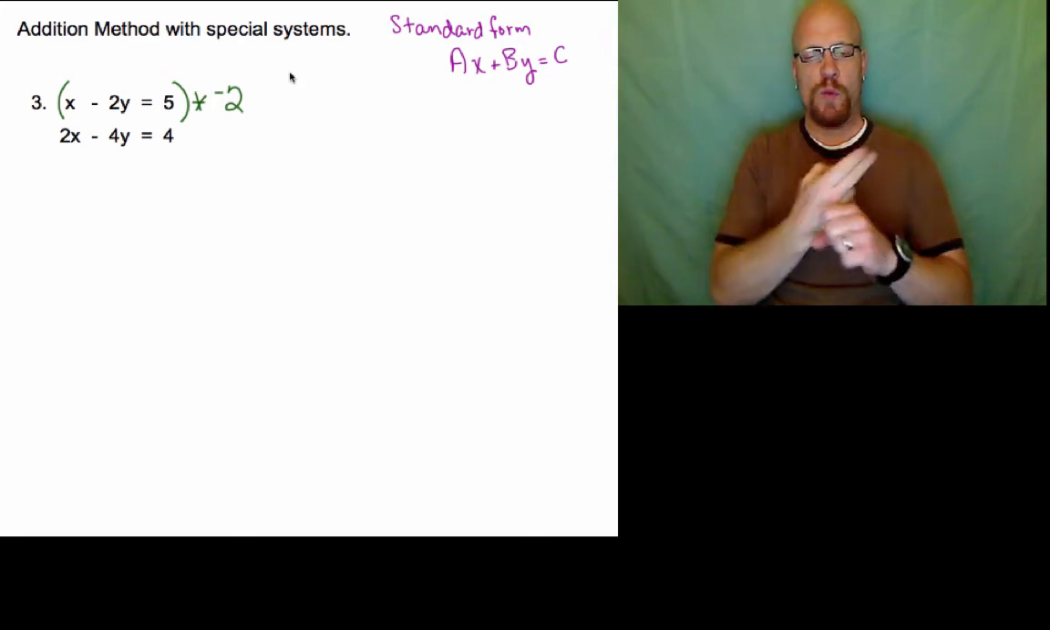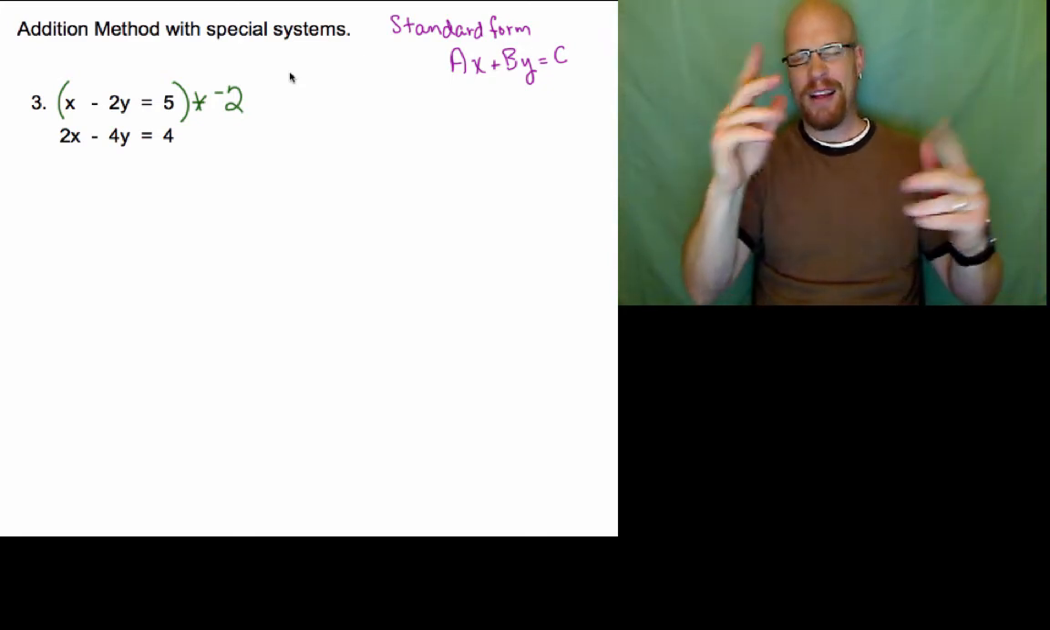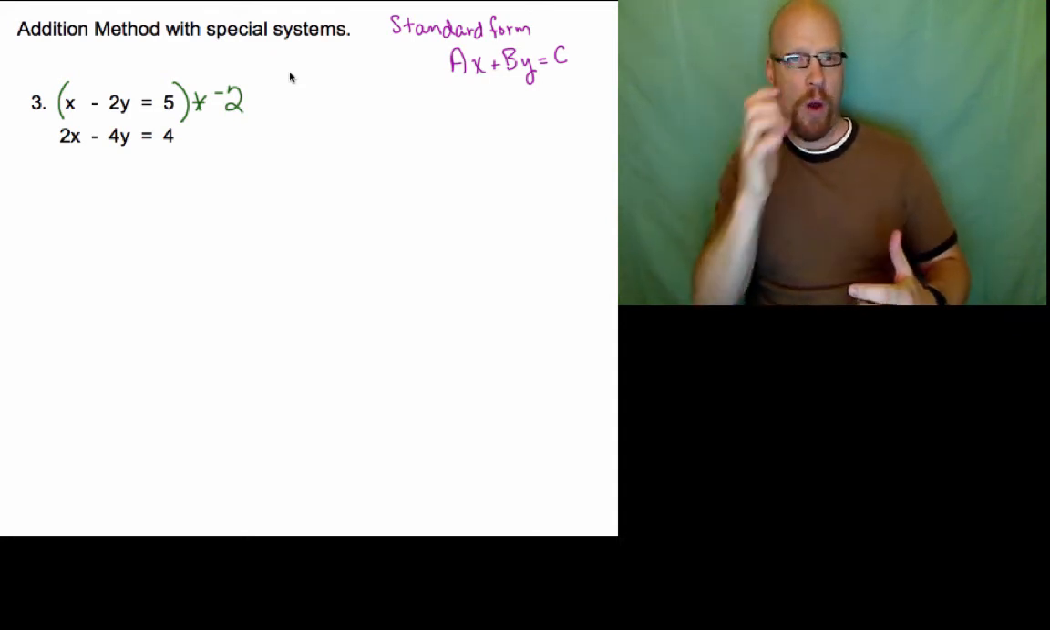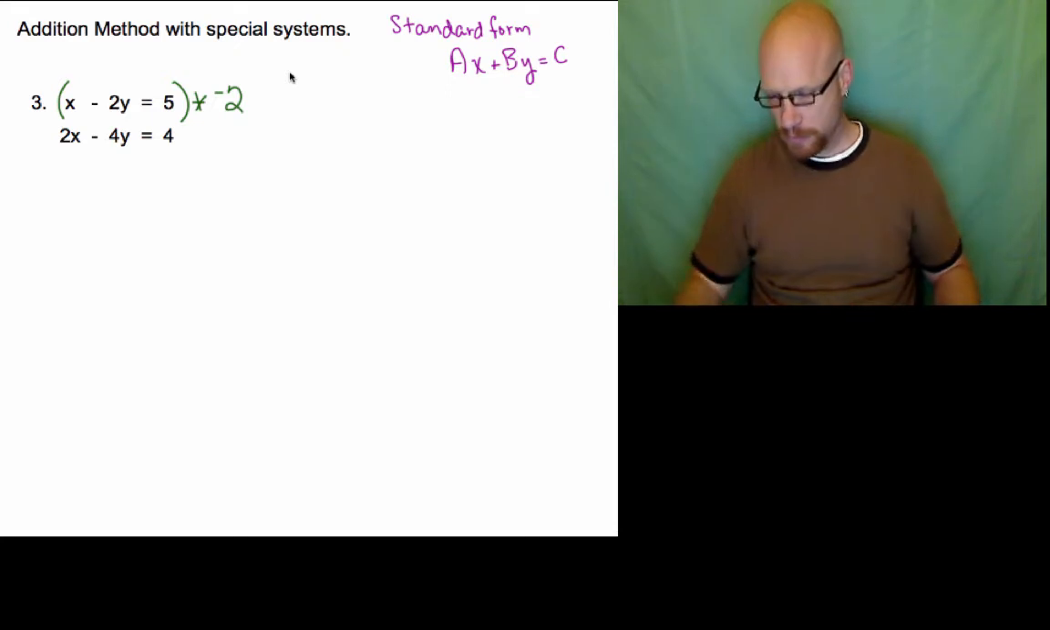That's the beauty of electronic writing here. I can move my sentences around. I don't have to erase anything if I don't want to. Anyways, back to the problem. We're going to multiply through by negative 2 in the top equation, and we'll see what happens next.